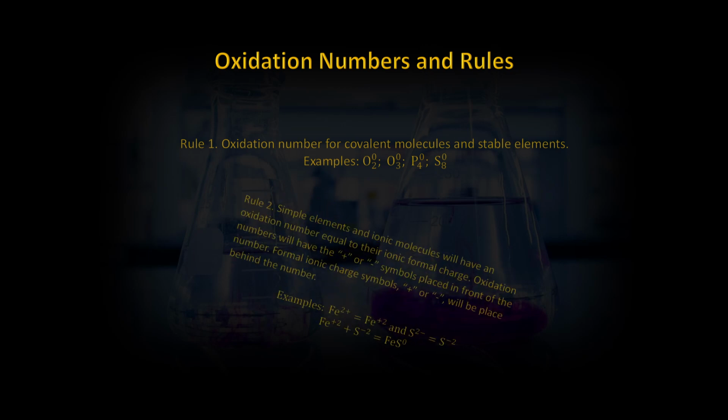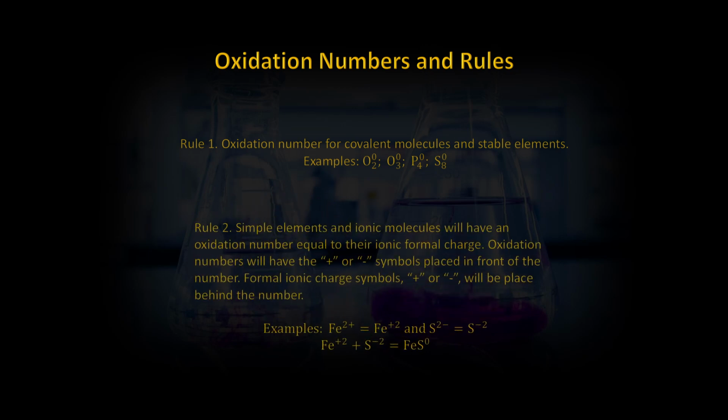The second rule has an exception to rule number 1, and that is that simple ions will have an oxidation number equal to their ionic charge. When these atoms bond ionically, the oxidation number of the molecule formed must equal 0. Also note that when the oxidation number is added to the reaction equation, the plus or minus symbol is put in front of the element or compound, whereas the symbol for the ionic charge is placed behind the element or compound. Examples are shown.